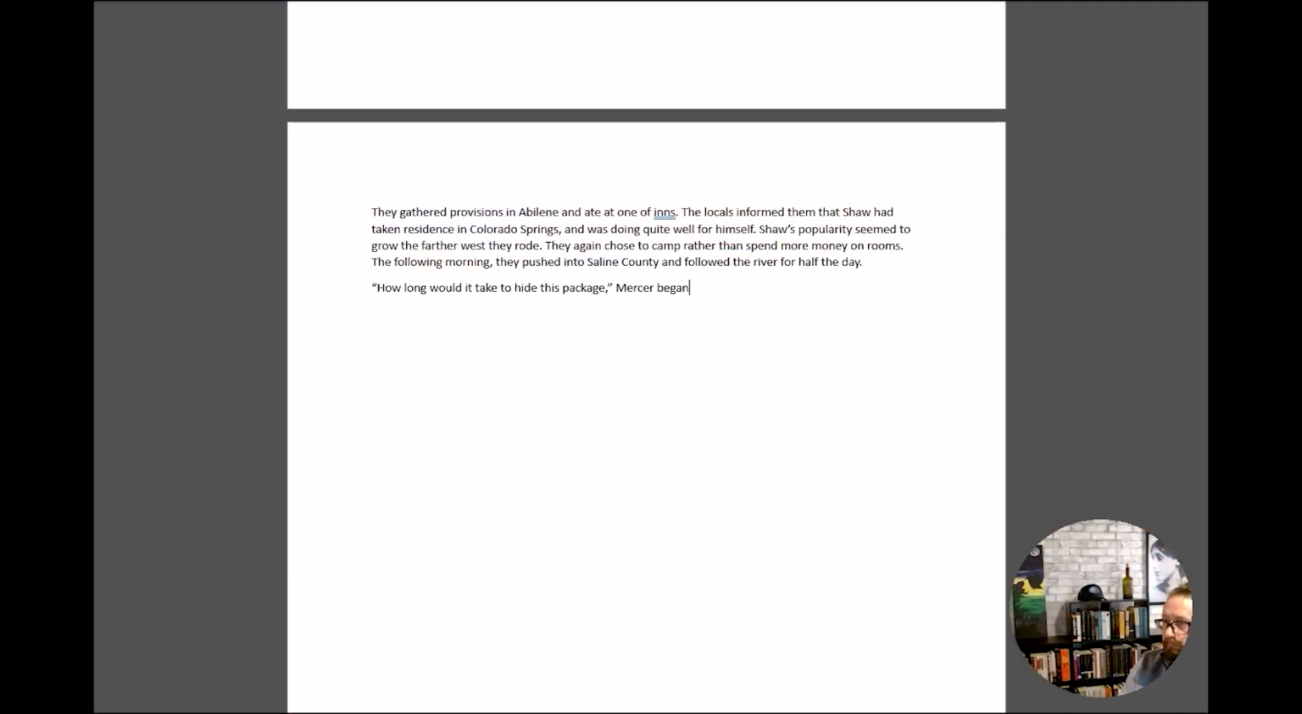And so here, once they get to Saline County, I really want to incorporate in the first part of the story and how we got there. And that means, at what point were they separated? Was she able to hide the package?